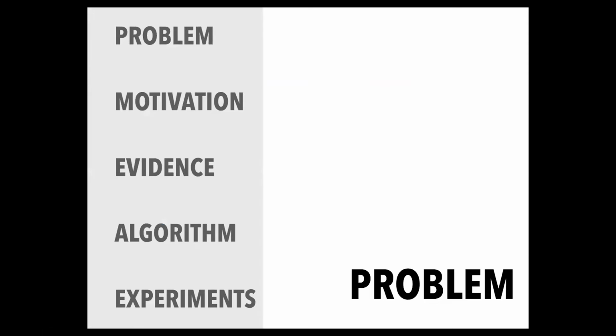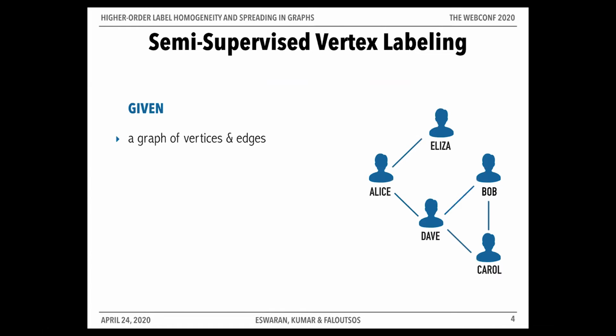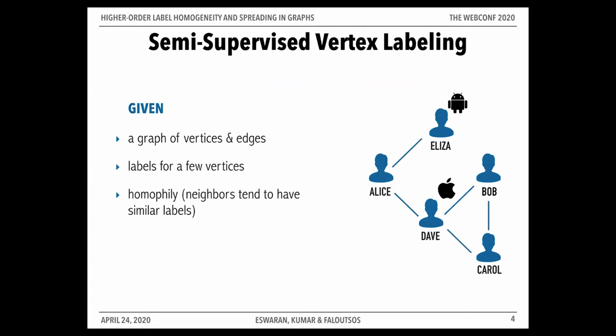So more generally, I'm talking about the problem of semi-supervised vertex labeling, where you're given a graph of vertices and edges, such as a friendship network, and labels for a few vertices, such as Dave buys Apple and Elisa buys Android. And you also have some notion of homophily, that is connected pairs of vertices in the graph tend to have the same labels. And your aim here is to find labels for all the vertices in the graph, either for recommendation or ads placement or any other application you can think of.